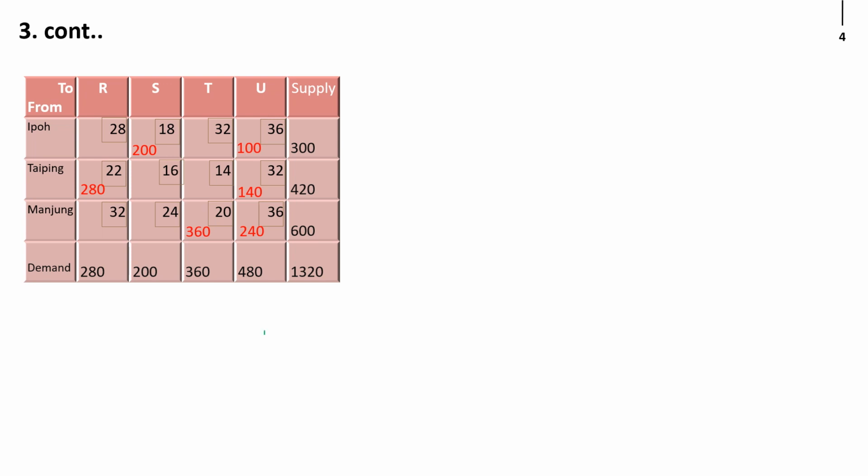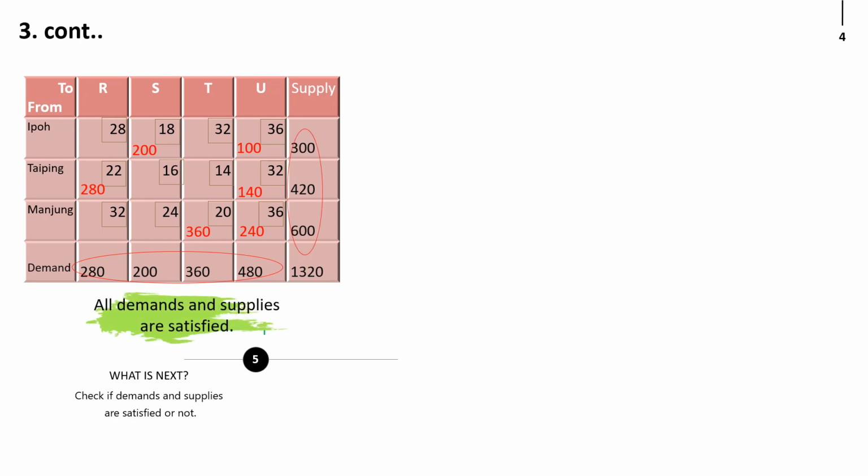Now we're almost done with the allocations. The next step is we need to check if demand and supply for the rows and columns are satisfied or not. Now for column R, S, T, and U are satisfied, and for row Ipoh, typing, and Manjung also satisfied. Then we can calculate the transportation cost.